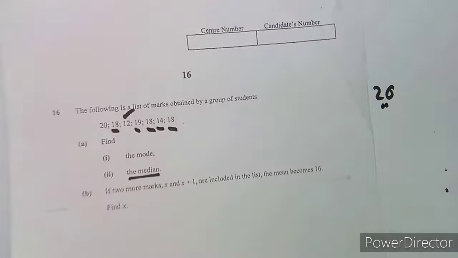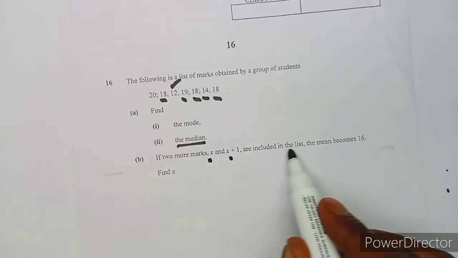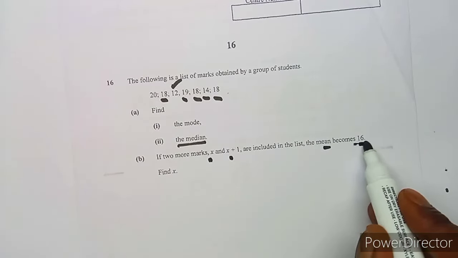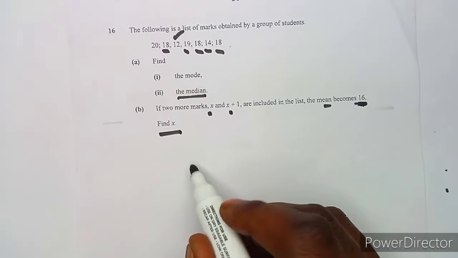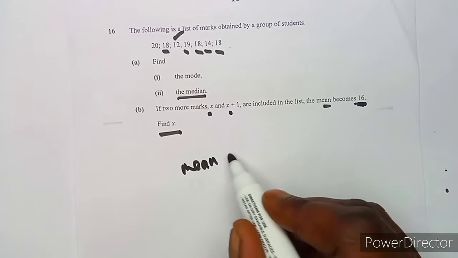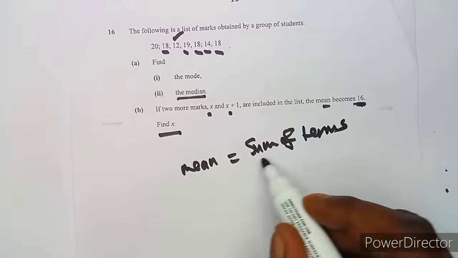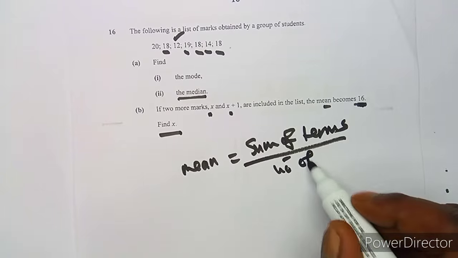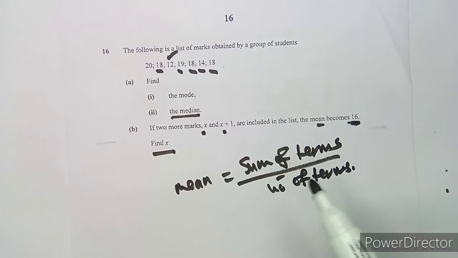And we have got, if 2 more marks, that is x and x plus 1, are included in the list, the mean becomes 16. Find x. Okay, if we add 2 more numbers, remember mean is sum of terms over number of terms. I can just write it here. Remember that mean is equivalent to sum of terms over number of terms. So if it is sum of terms over number of terms, we are going to add the terms.